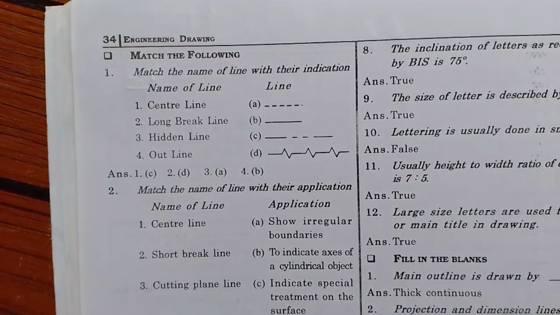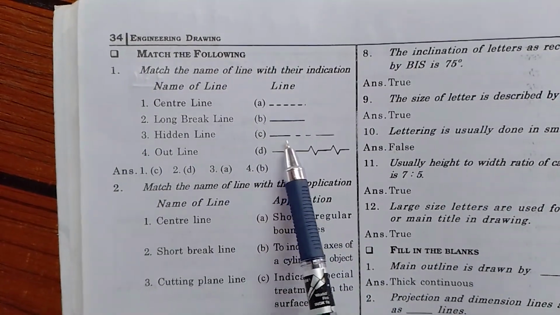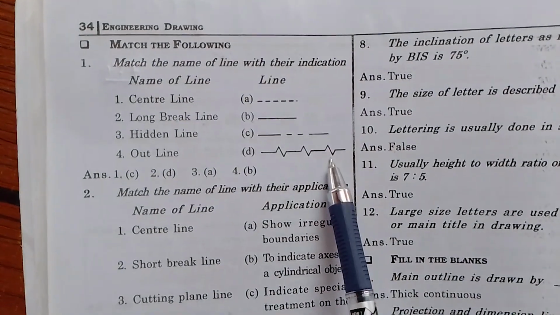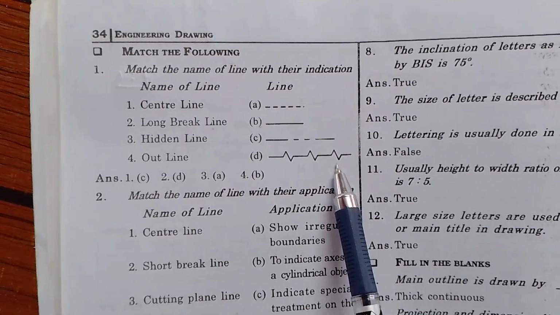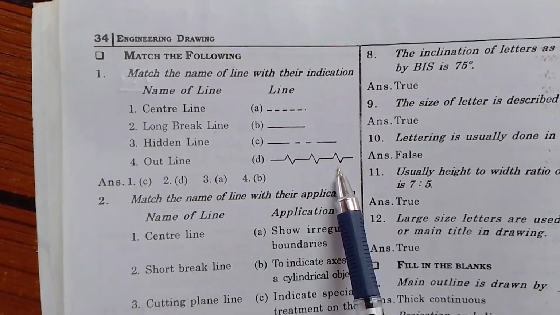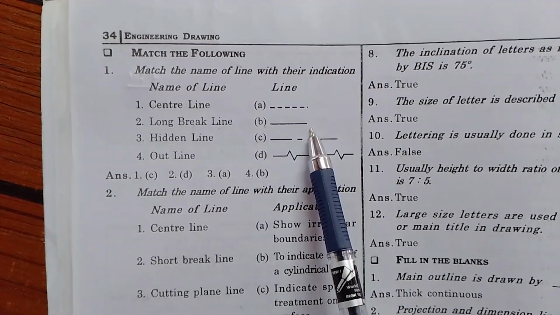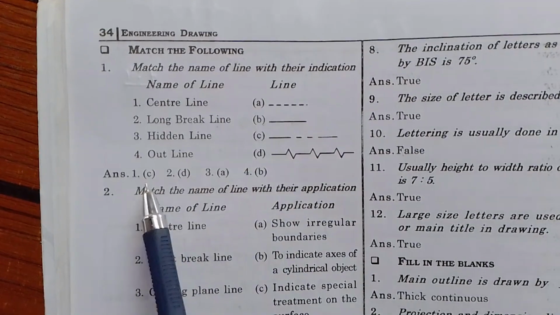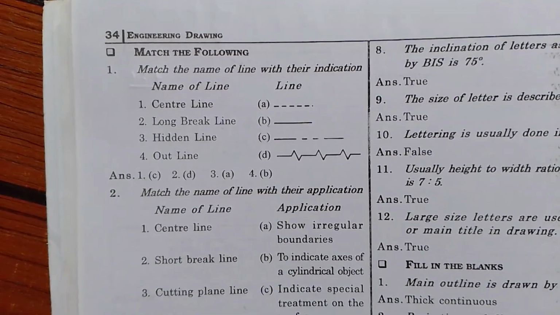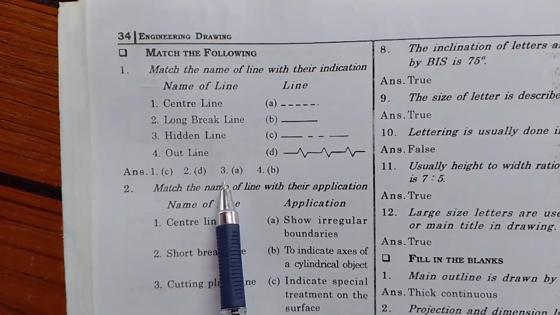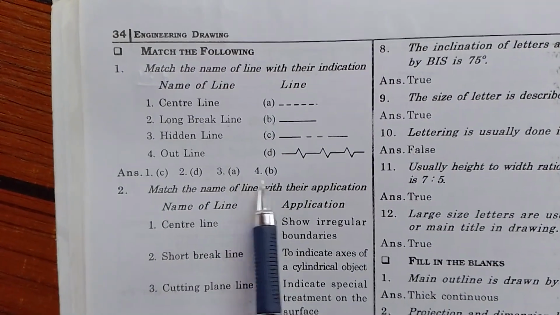Easily identified, very easily identified. This is our center line. Long break line, very easily identified. Center line. Hidden lines, these are hidden lines, dotted lines. Outline is a thick line. So the options are 1C, 2D, 3A and 4B. Okay.